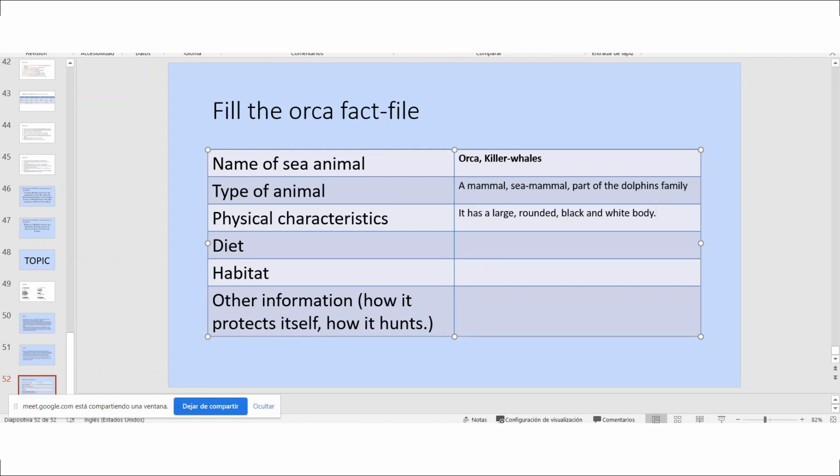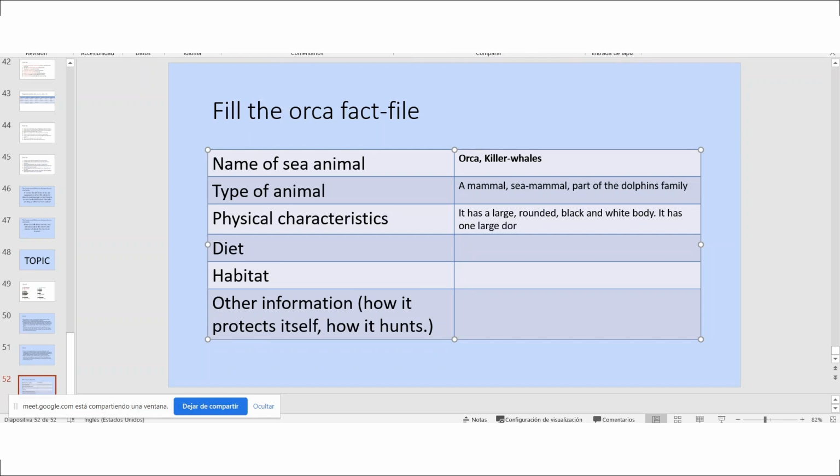They have fins on the dorsal. No, they have one dorsal fin. Okay, it has one large dorsal fin. And males grow to 7 meters long, approximately, right? Yes. Okay. What does it eat? What does it regularly eat?